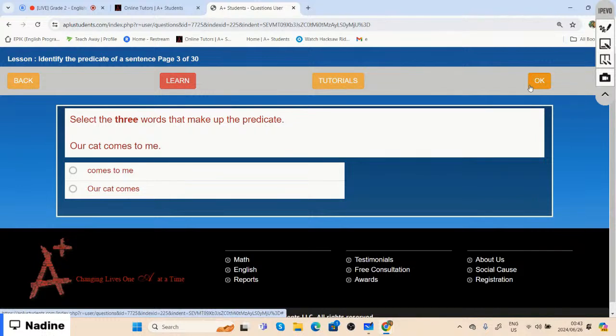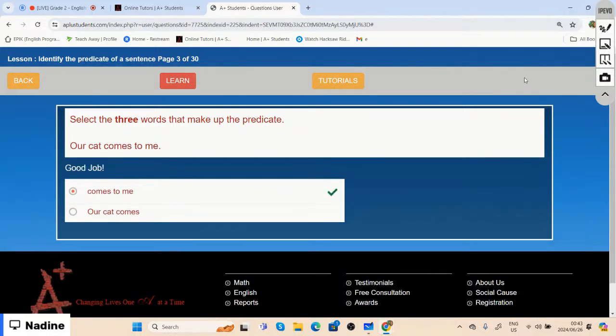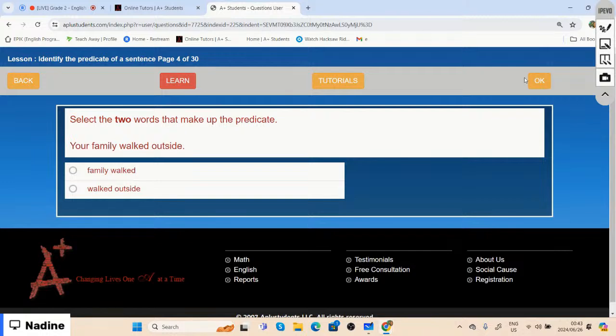All right, then if we were to choose the correct option, we would go with option one, right? Because option one tells us about our cat. It tells us what the cat is doing. It comes to me, right? So option one is correct. Well done.